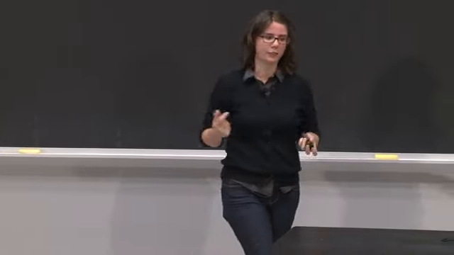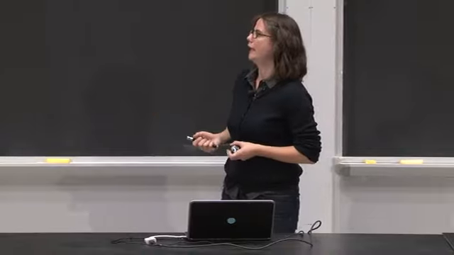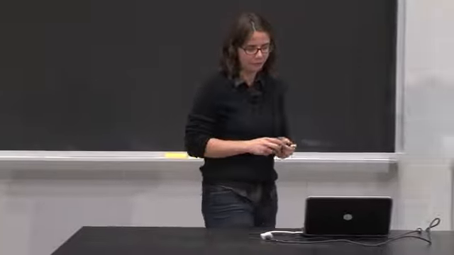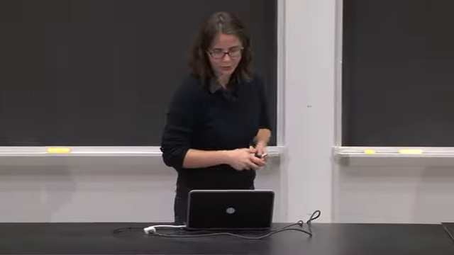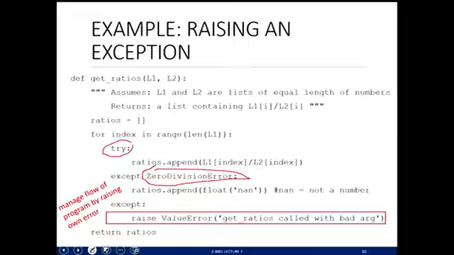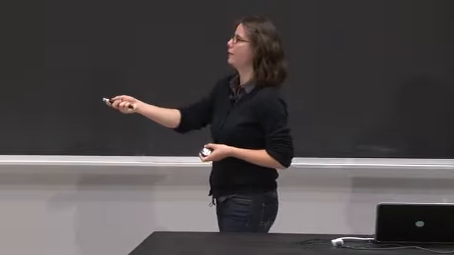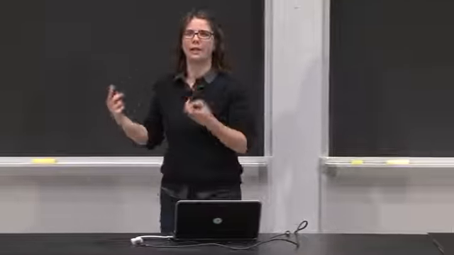Okay, so then I can continue populating the list with these not a numbers if an element in L2 is 0. And otherwise, if there's no zero division error, but there's another kind of error, then I'm going to raise my own error and say, for any other kind of error, just raise a value error, which says getRatios was called with a bad argument. Okay? So here I'm sort of consolidating all errors into my one value error. So later on in my program, I can catch this value error and do something with it.